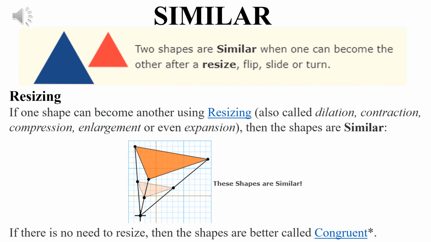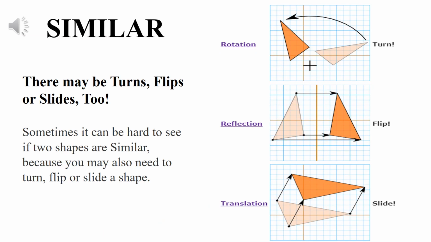Similar. Two shapes are similar when one can become the other after a resize, flip, slide, or turn. Resizing. If one shape can become another using resizing, also called dilation, contraction, compression, enlargement, or even expansion, then the shapes are similar. If there is no need to resize, then the shapes are better called congruent. There may be turns, flips, or slides too.